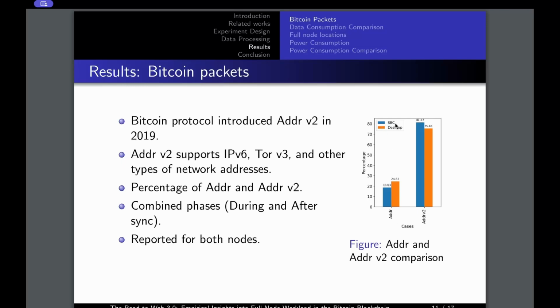The blue one is the results for the packets captured by the single board computer, and the orange one is the packets captured by the desktop computer.